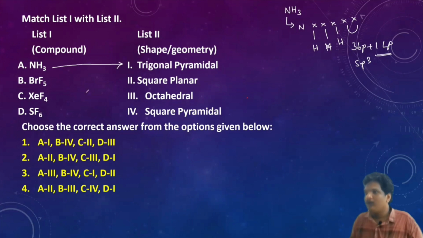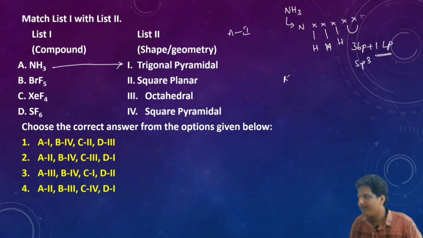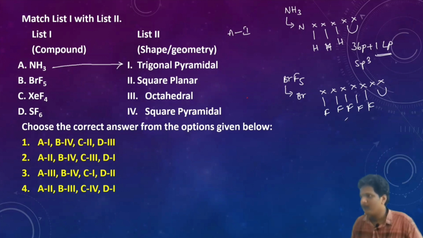Okay. So next one, BrF5. So it means A is 1. In BrF5, this bromine will have a total of 7 electrons. In these 7 electrons, 5 of the electrons will be involved in bonding with the fluorine. So here we have 5 fluorines and 1 lone pair. So it means 5 bond pairs and 1 lone pair.